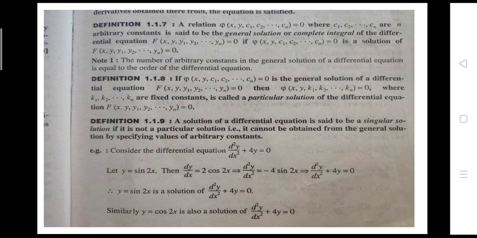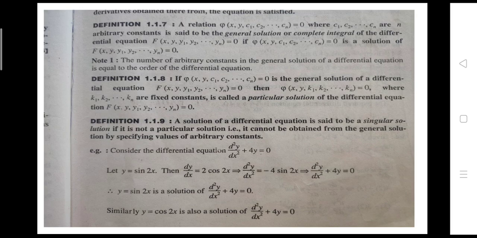What is the general solution? A relation phi of x, y, c1, c2, and so on up to cn equal to 0, where c1, c2, and so on up to cn are n arbitrary constants, is said to be the general solution or complete integral of the differential equation F of x, y, y1, y2, and so on up to yn equal to 0, if phi of x, y, c1, c2, and so on up to cn equal to 0 is a solution of F of x, y, y1, y2, and so on up to yn.